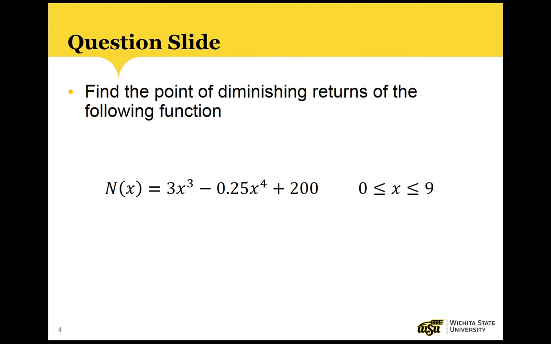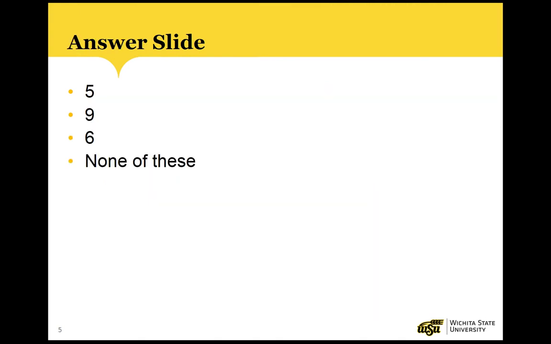Now what I would like for you to do is to use what we have just learned to find the point of diminishing returns of this function, the value of x where spending more advertising dollars becomes less effective. Our function is N of x equals 3x cubed minus 0.25x to the fourth power plus 200 for values of x between 0 and 9. Your choices for answer are 5, 9, 6, or none of these.